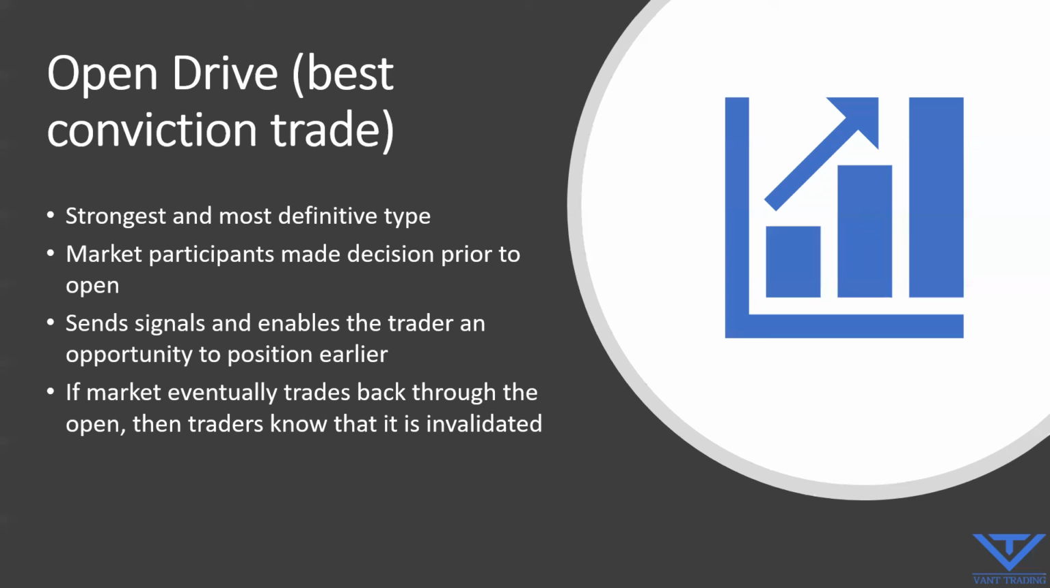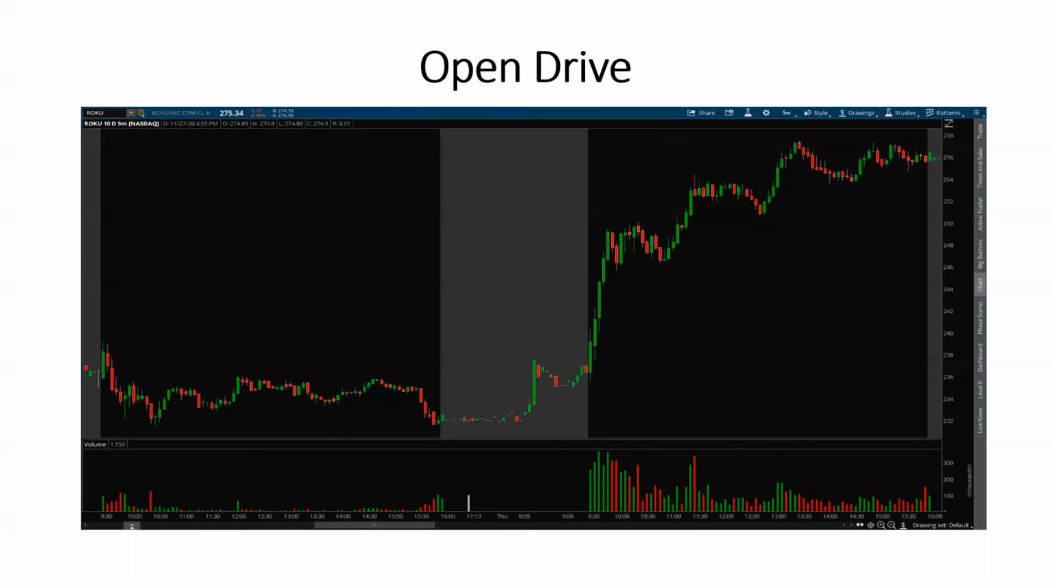Now, the open drive, like I said, is the strongest and most definitive type. It's the one you want to see, because you can get some good gains off this. But the problem is, how often do you think that happens? Not much, but it does happen. So make sure that you're recognizing this pattern. To recognize the patterns, let's look at a couple of them.